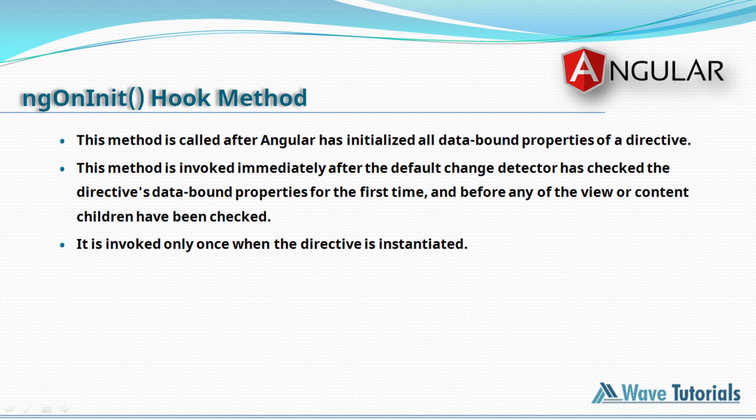The same way we have another hook method, which is ngOnInit, and this is the second hook method in the Angular lifecycle hook methods. This method is called after Angular has initialized all data-bound properties of a directive. This method is invoked immediately after the default change detector has checked the directive's data-bound property for the first time and before any view or content children have been checked. It is invoked only once, when the directive is instantiated. So let's open Visual Studio Code and see a practical example with ngOnInit.